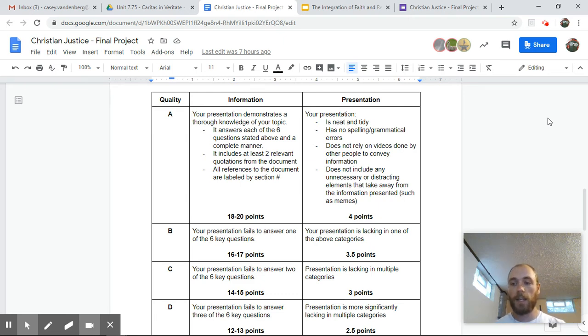Make sure it's neat and tidy so I can read it. It's organized well. No spelling or grammatical errors. And then don't put videos in there. There shouldn't be any reason to, but just don't do that. I want to make sure you know that. Don't put any memes. Uh-oh.